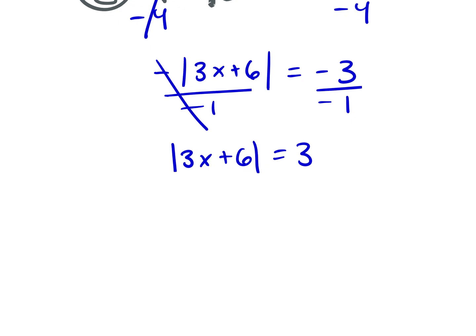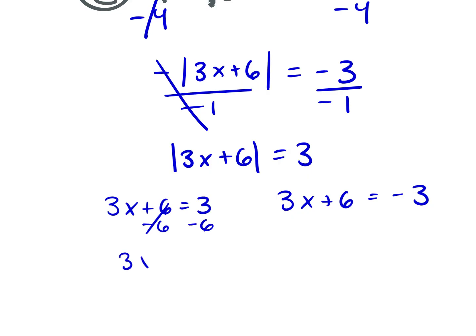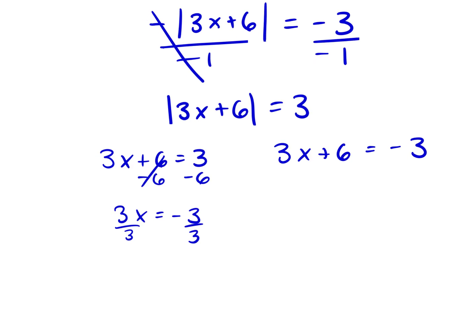Now what do we do? Two equations. 3x plus 6 equals 3, and 3x plus 6 equals negative 3. Perfect. Then we solve. What should I do first? Minus 6. So 3x equals negative 3, and x is equal to negative 1.